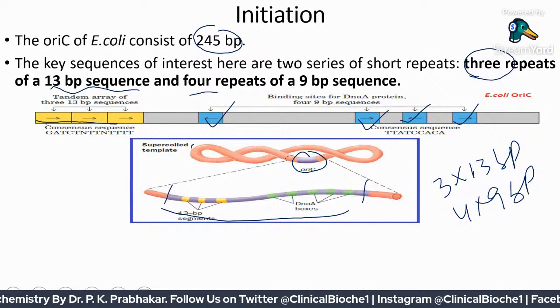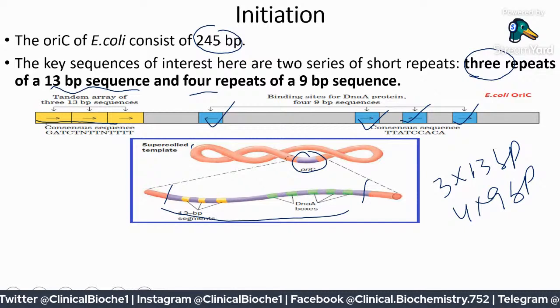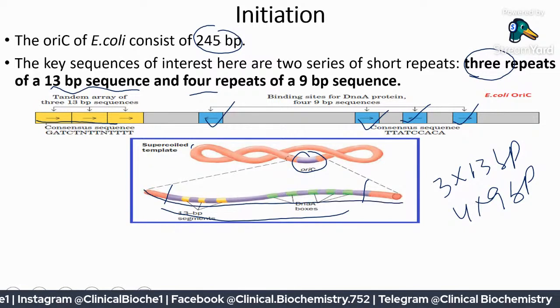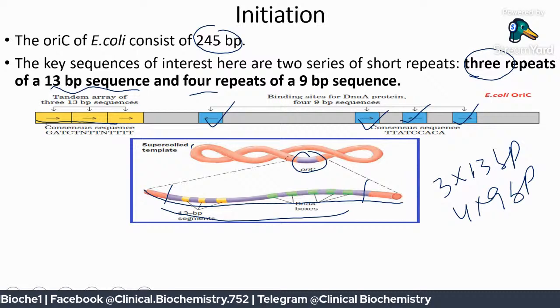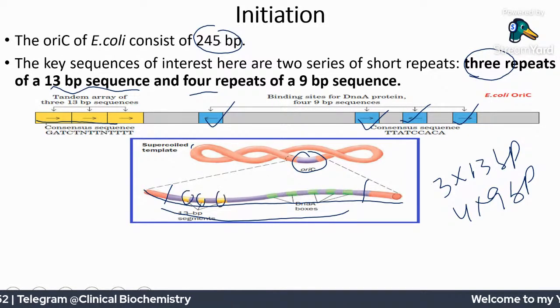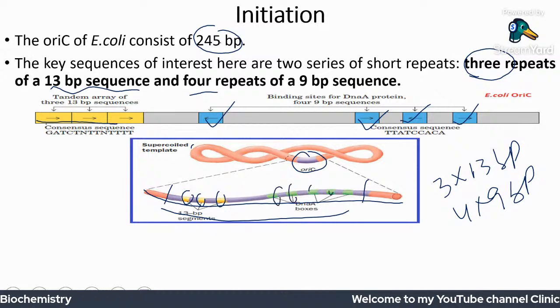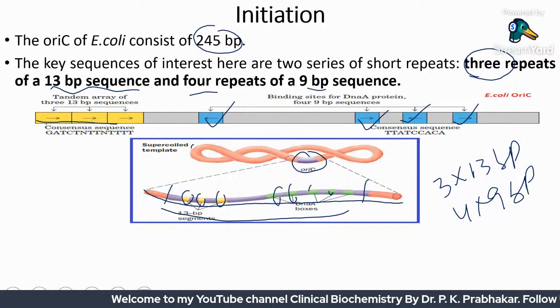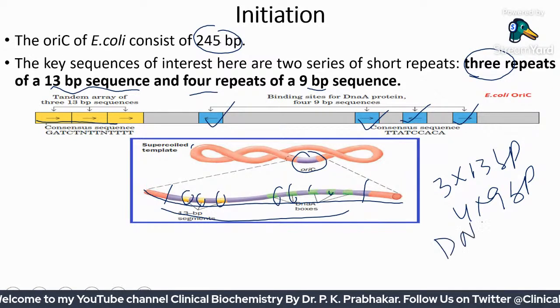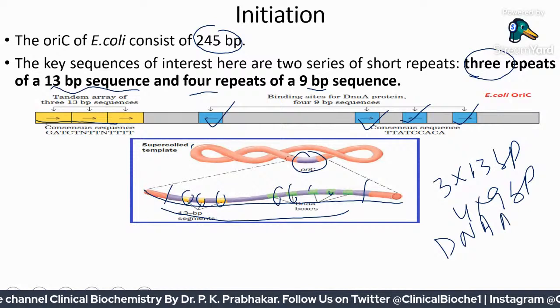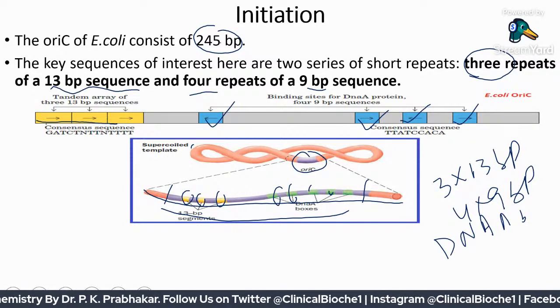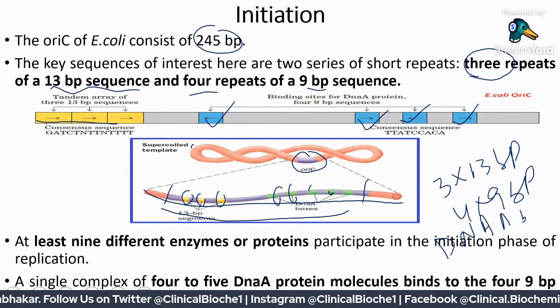Means the bacterial origin of replication is composed of 245 base pairs. Just for example, this is the origin of replication, which is of 245 base pairs. Inside these 245 base pairs, bacteria have 13 base pair repeated sequences and 4 9 base pair repeated sequences. Most of the time, this 9 base pair sequence we are going to call the DnaA box. Okay. So at least 9 different enzymes or proteins participate in this.